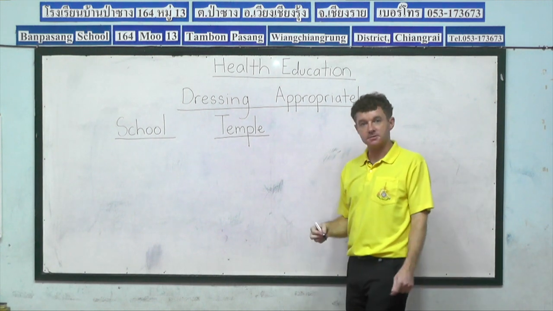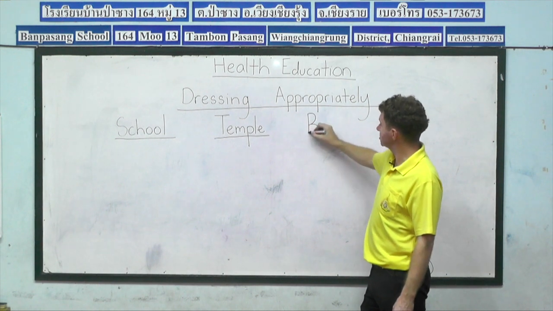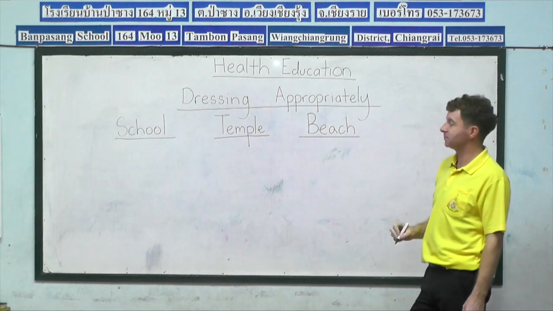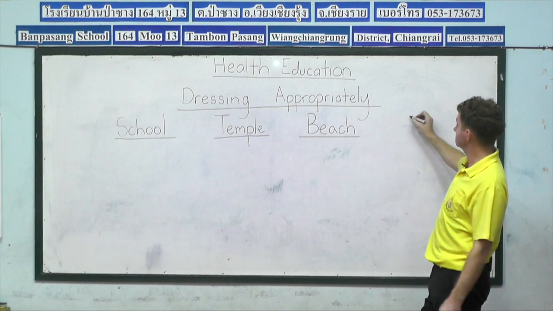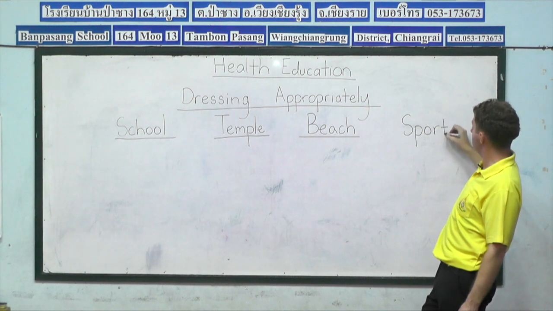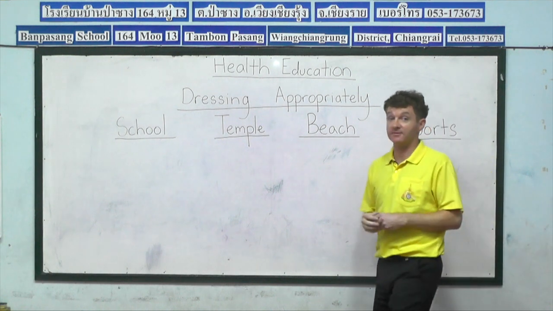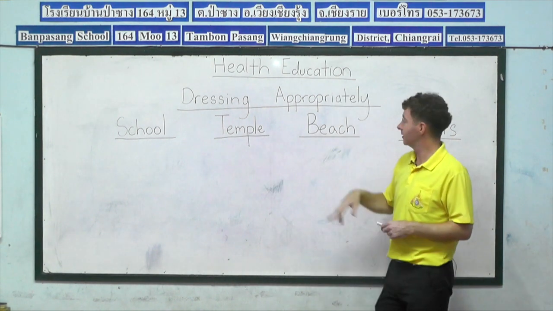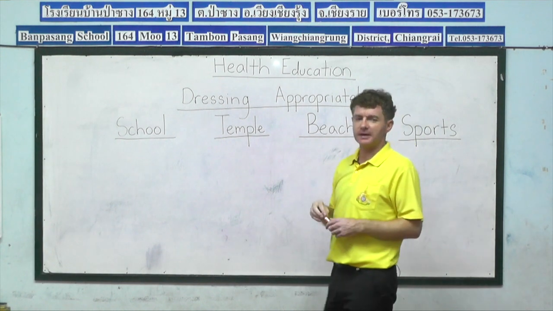Okay, that's two. Let's see if we can get two more places, guys. The beach, yes. We can think about what to wear when we go to the beach. B-E-A-C-H, beach. And also, we have temple. And also sports, S-P-O-R-T-S. Okay, so we have four different places on the board now. We have school, temple, beach, sports.